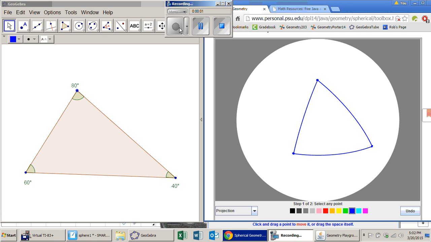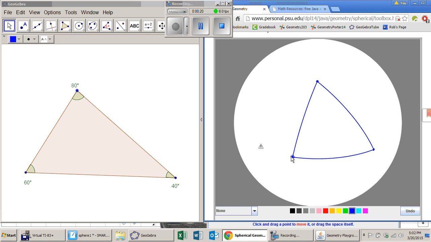Welcome back to our third video on comparison between Euclidean and non-Euclidean geometry. You can see on the left here we have a triangle whose angles add up to 180 degrees. 60, 40, and 80 add up to 180 degrees. But what about the angles of a triangle on a sphere? What do these add up to?